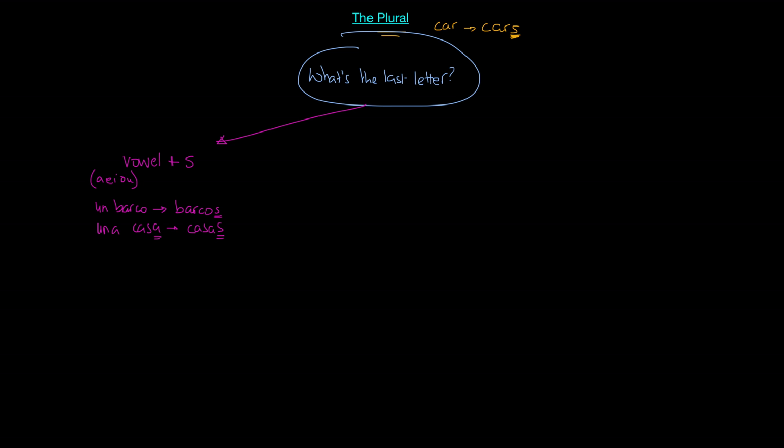The other possibility is that the word doesn't end in a vowel, so it's going to end in a consonant. If a word ends in a consonant, what I'm going to do is add es to the end of the word. So if I've got a lorry, un camión, which ends in n, I'm going to add es if I've got more than one: camiones. You might have noticed the accent disappeared. We're going to leave this for a second. I'll tell you later on.